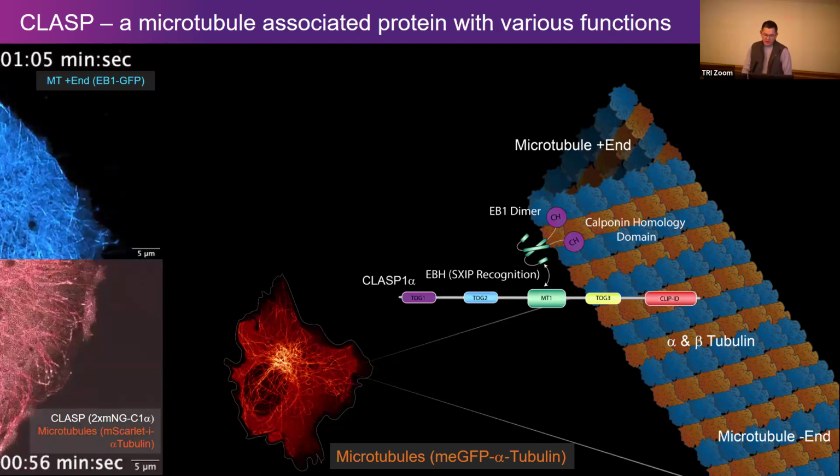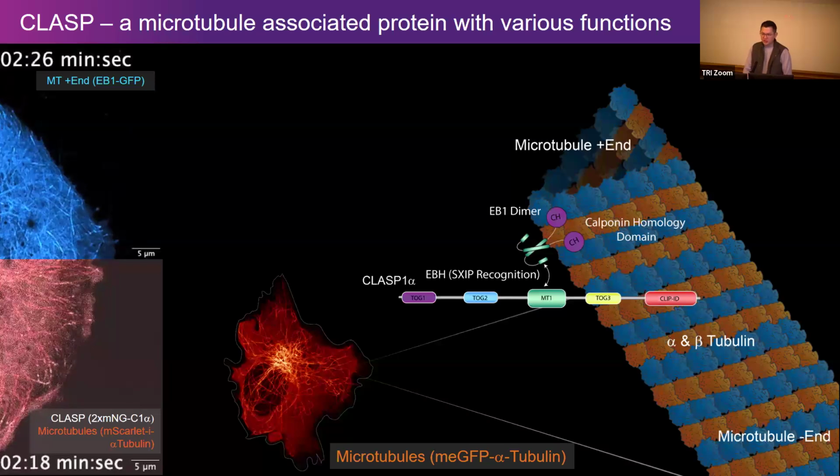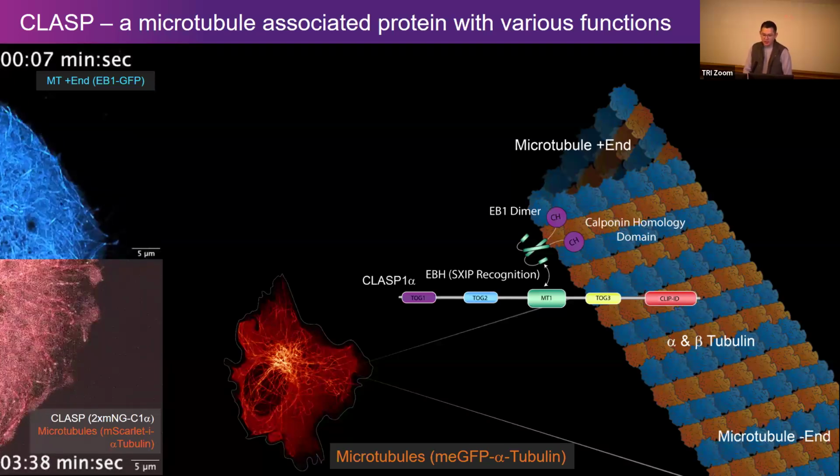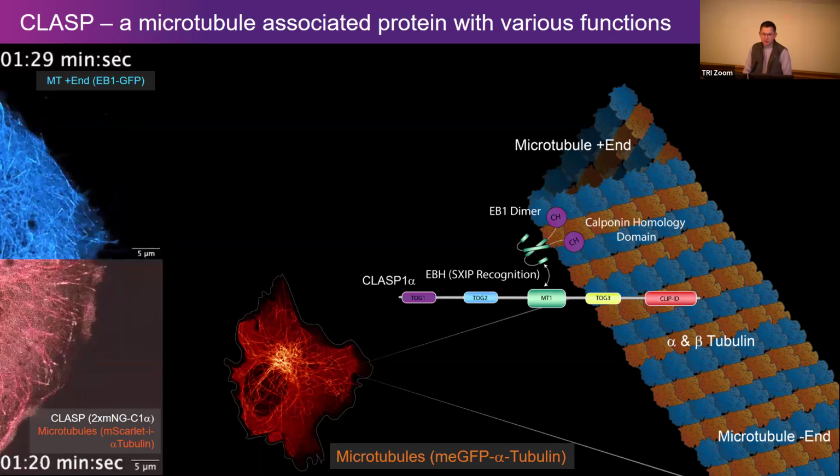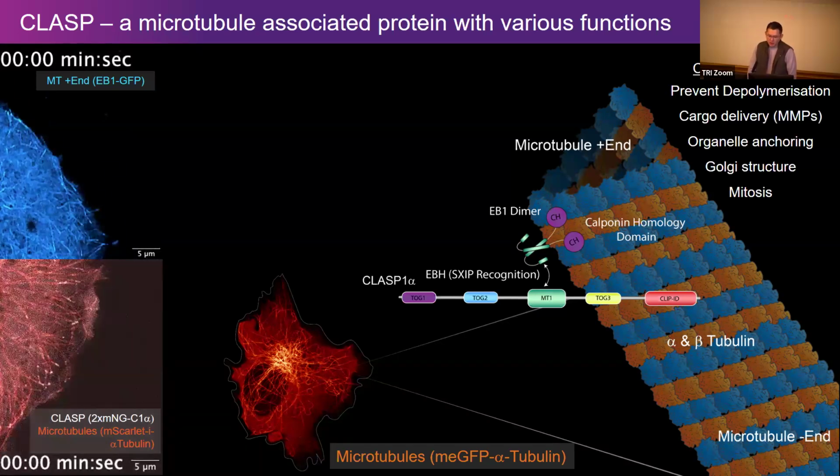And through its various domains, so it's got 4 distinct structured domains, these different domains execute different functions towards microtubules. The classical functions that have been described in the past 20-odd years have described CLASP as a potent regulator of microtubule depolymerization. It's responsible for delivering cargoes such as matrix proteins to the cell surface. It's also responsible for organizing organelles and anchoring them, and like I showed before, in mitosis.